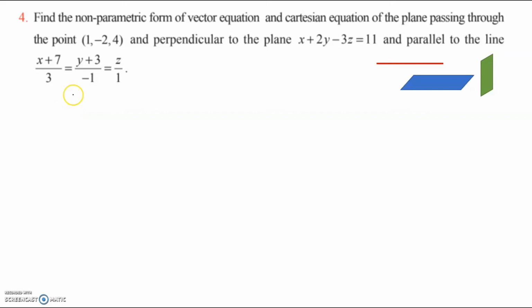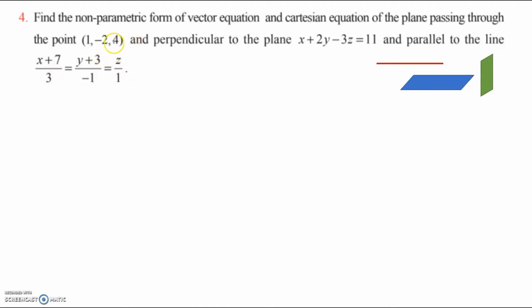In this video, we will see the further problems from exercise 6.7. Question number 4. Find the non-parametric form of vector equation and Cartesian equations of the plane passing through the point 1, minus 2, 4 and perpendicular to the plane x plus 2y minus 3z is equal to 11 and parallel to the line given by this equation.